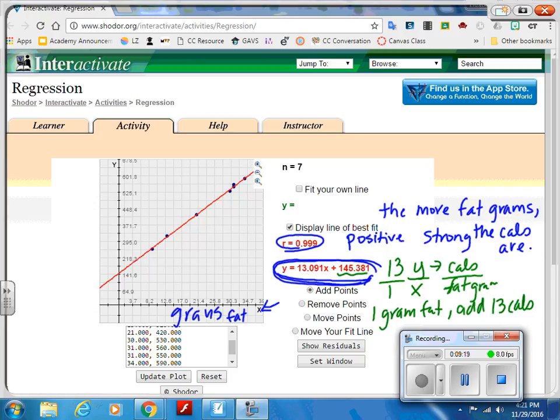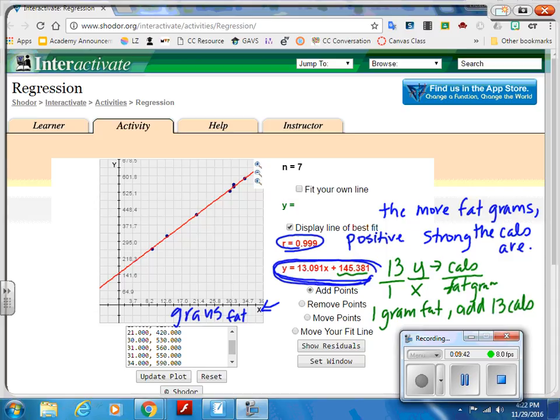So if you're trying to be health conscious at the restaurant and you know one sandwich has more grams of fat, you can already plan that you're going to have to burn 13 more calories based on that 1 gram of fat. Now, 13 is actually not the slope, and 145 is not the y-intercept. I did not type in all of the data points.